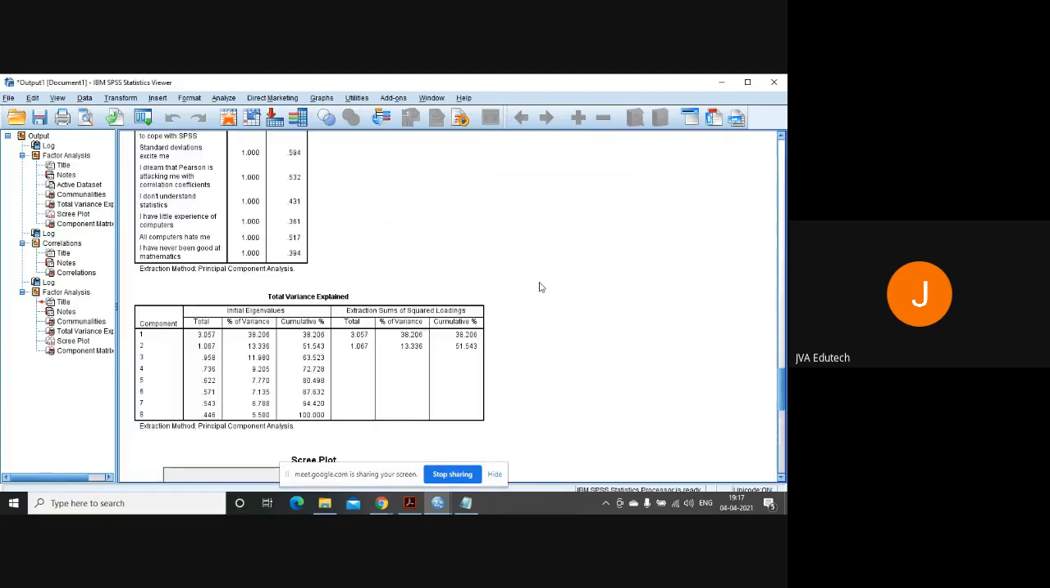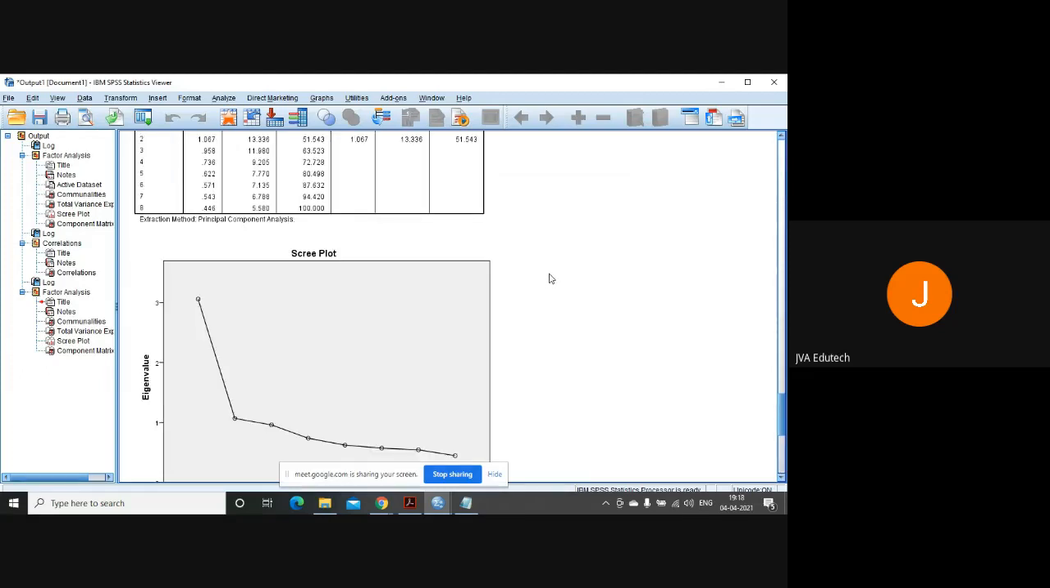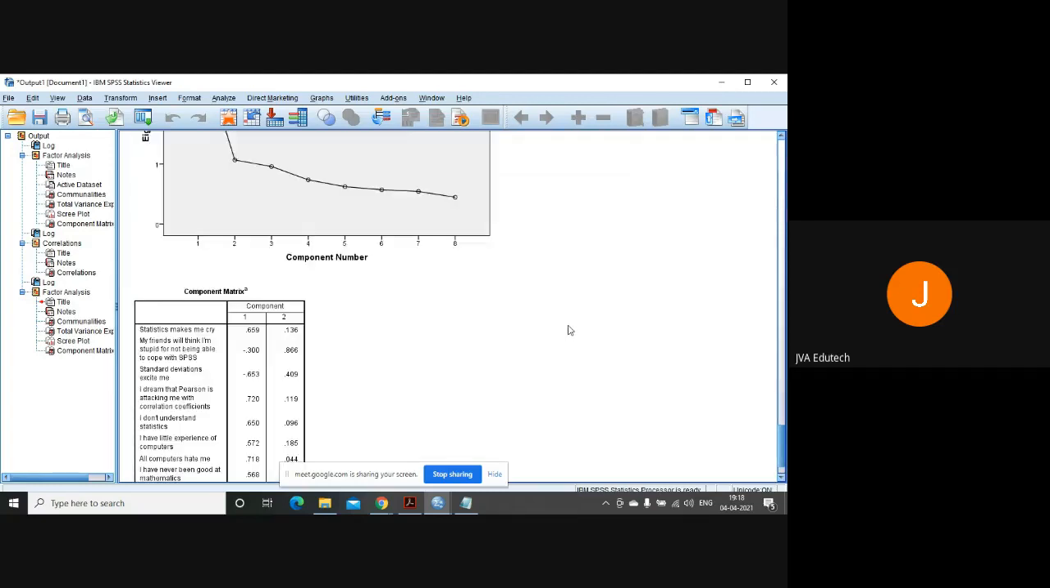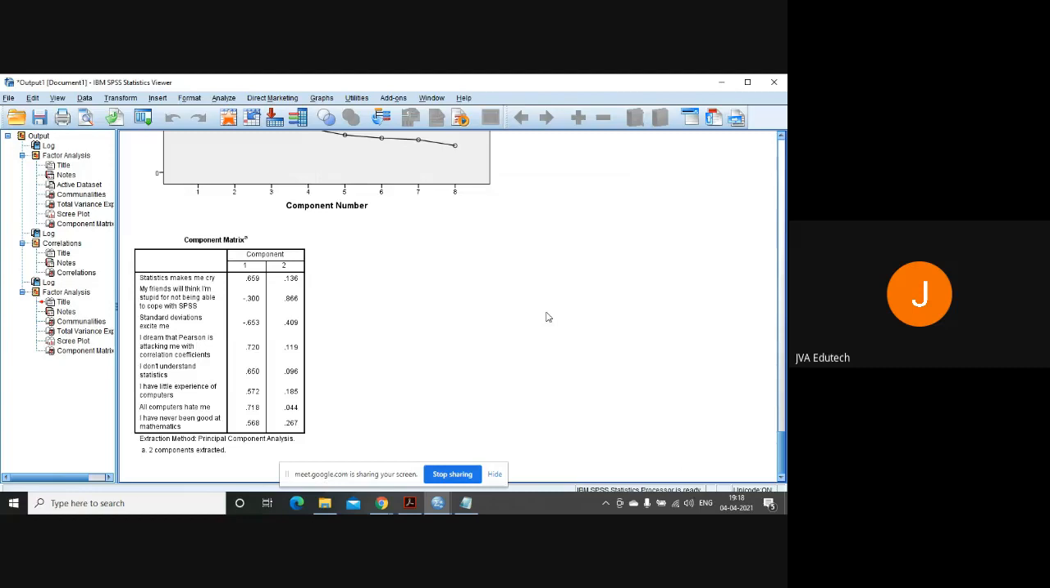Finally, you have to report the scree plot, the point of inflection, which tells you that yes, you have to go for extraction of 2 factors. Then you see how they have loaded into how many components, and anything above 0.5 will load into a particular component, and you name it.